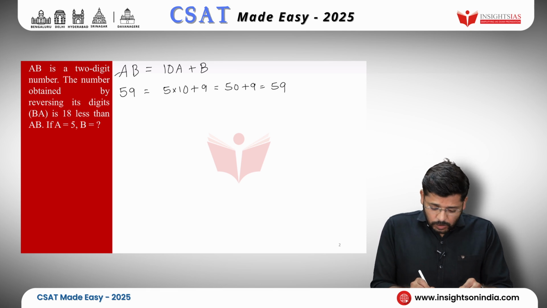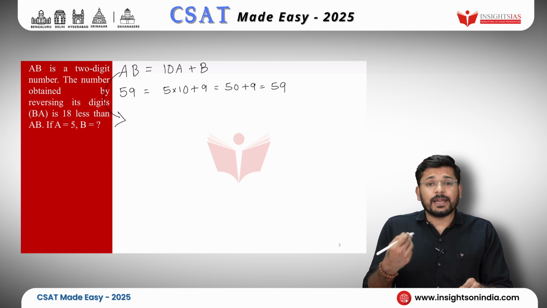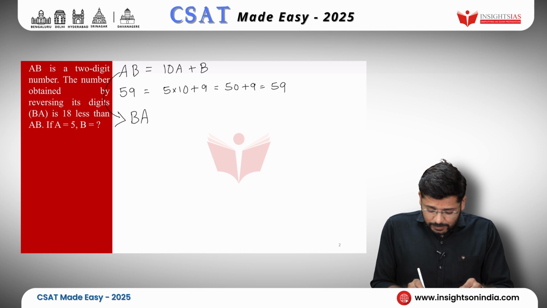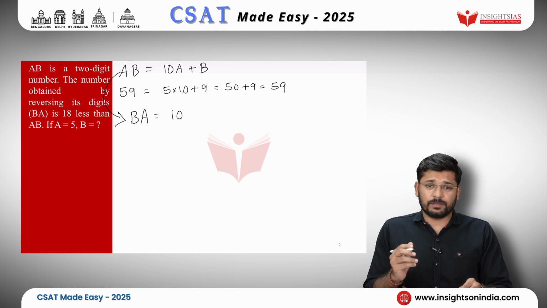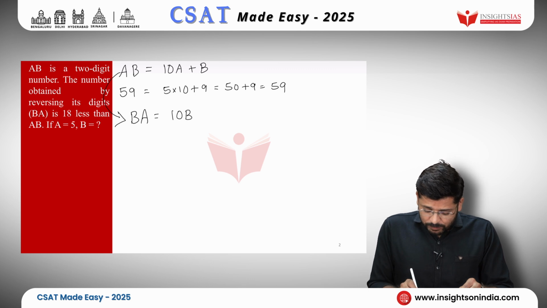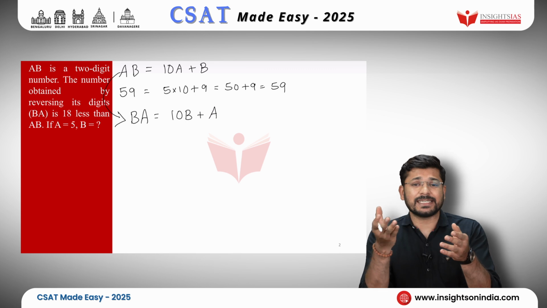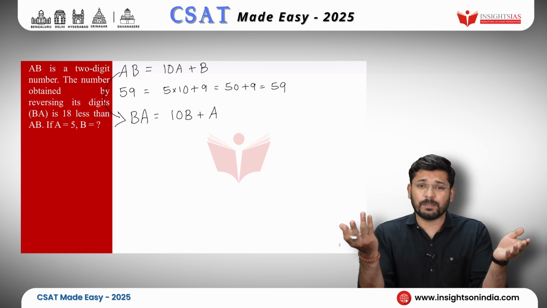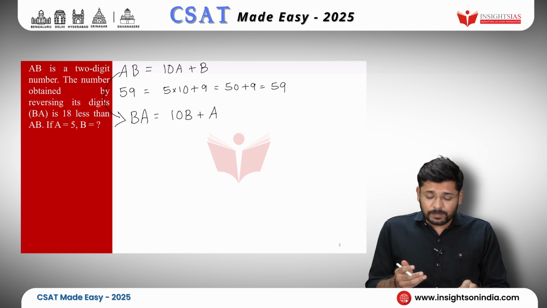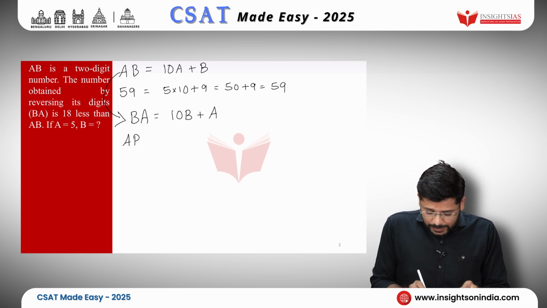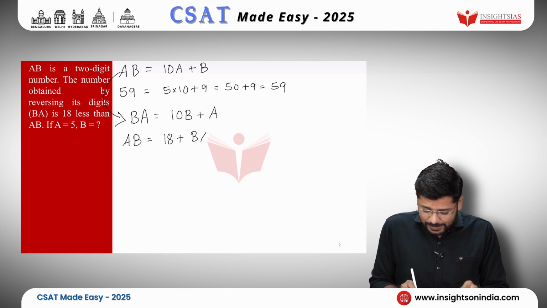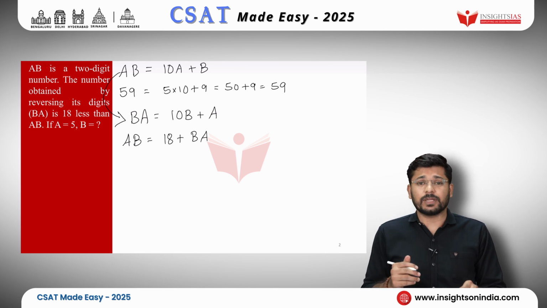Now, what would be the number got by reversing these digits? That would be BA. What would be the value of BA? That would be 10B plus A. Same logic. If AB is 10A plus B, then BA would be 10B plus A. And they are telling us that BA is 18 less than AB. So AB is 18 more than BA. If BA is 18 less than AB, then AB is 18 more than BA.